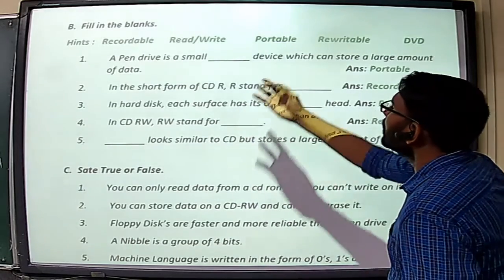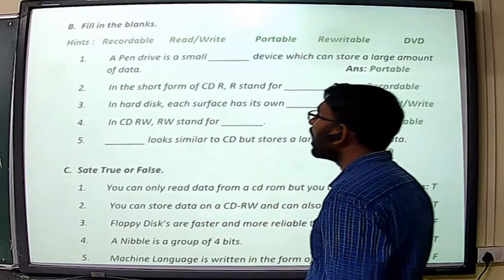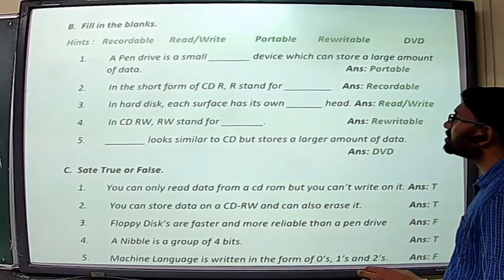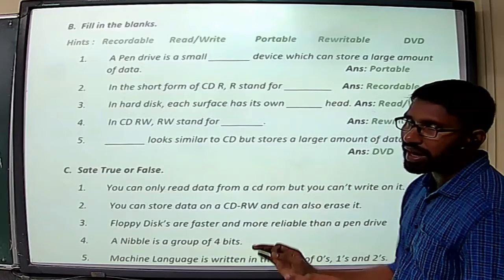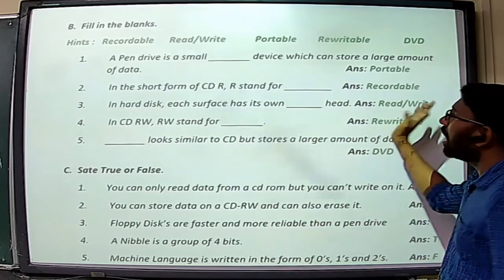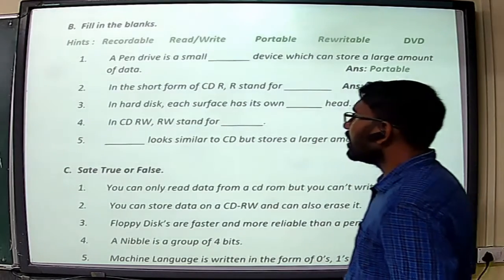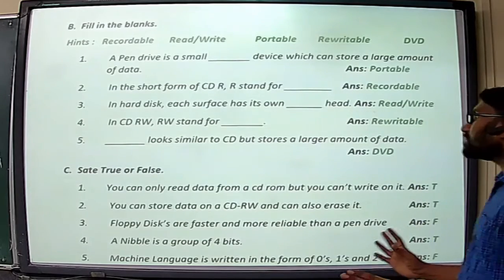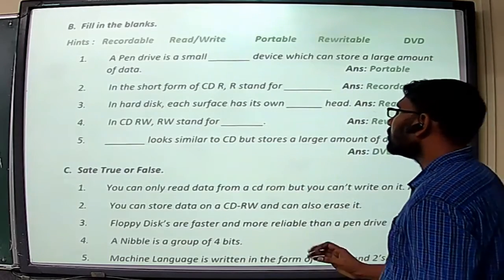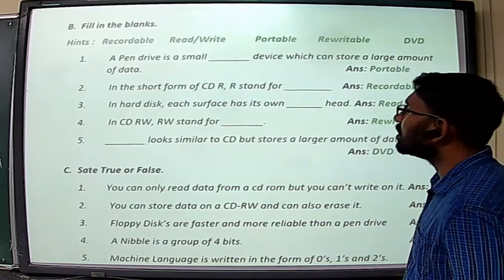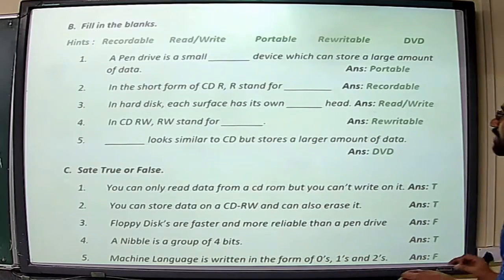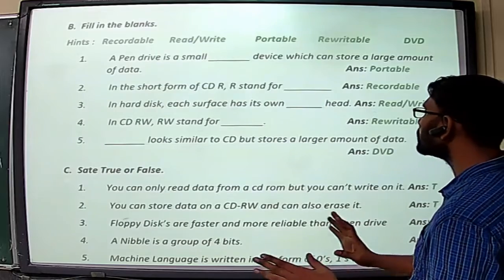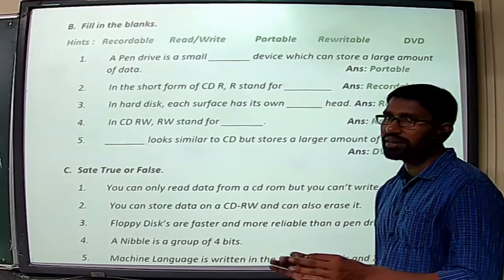Then we are going to the third question. In hard disk, each surface has its own dash, read write head. Read write head. Then in CD, RW means rewritable. So in CD, RW stands for rewritable. Fifth question, dash looks similar to CD, but it stores a large amount of data. Digital versatile disk.